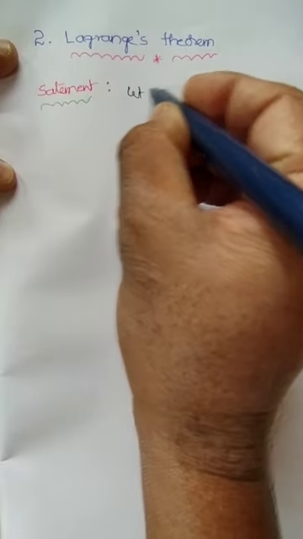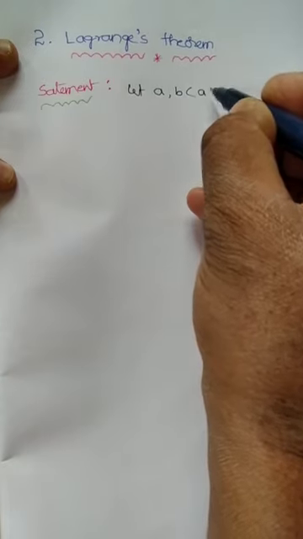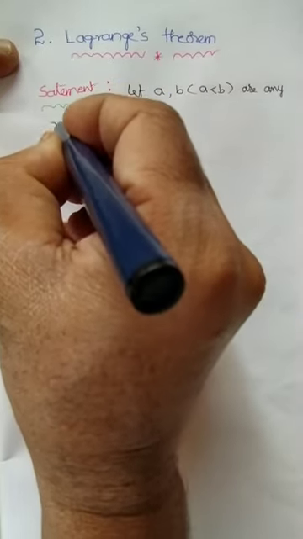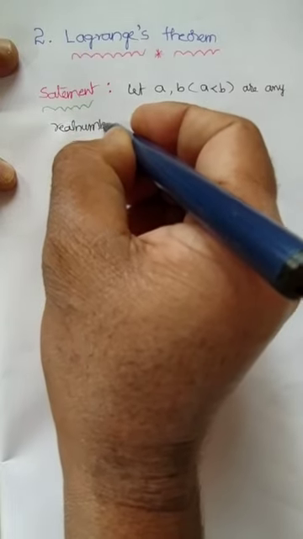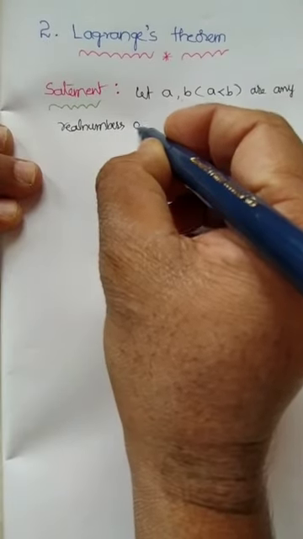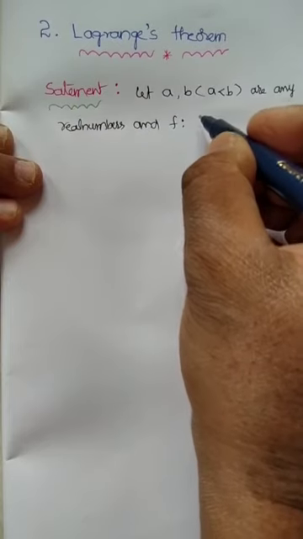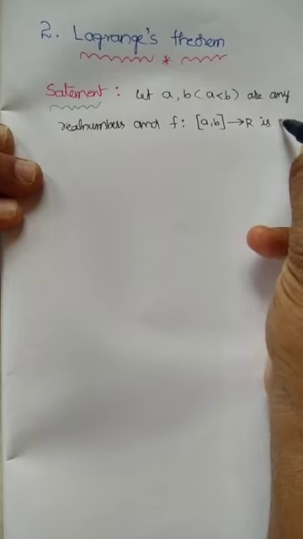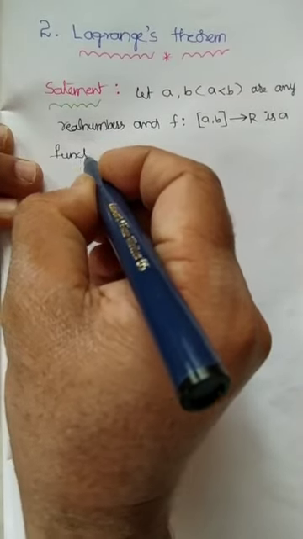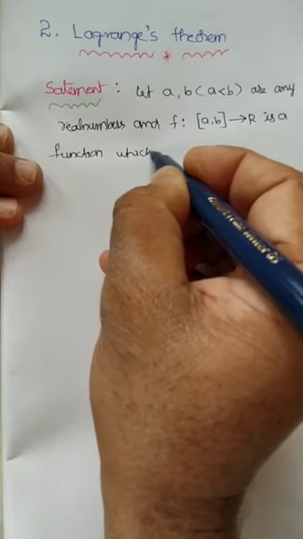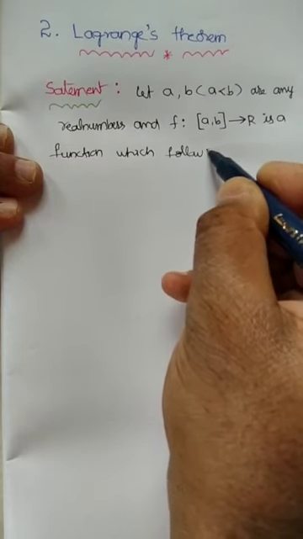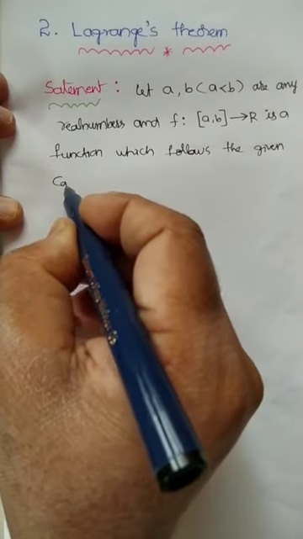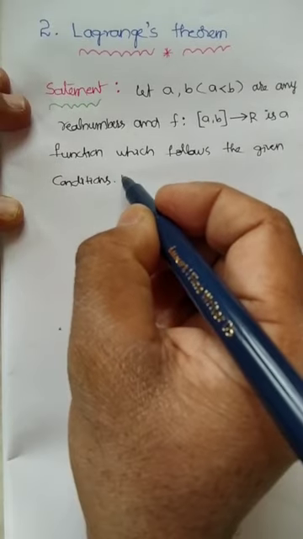Let a comma b, where a is less than b, be any real numbers, and f maps the closed interval a comma b to R, is a function which follows the given conditions.